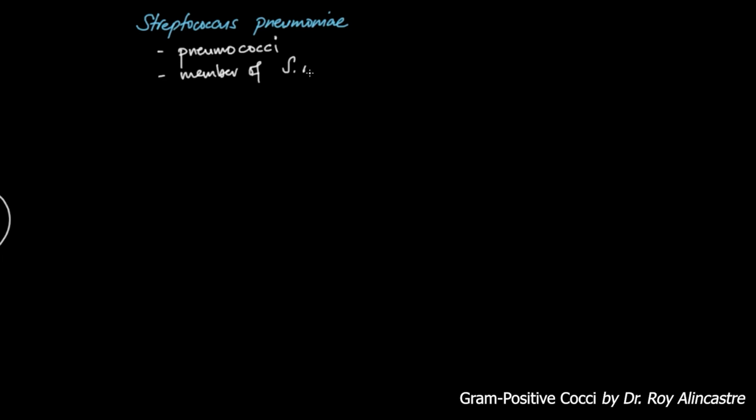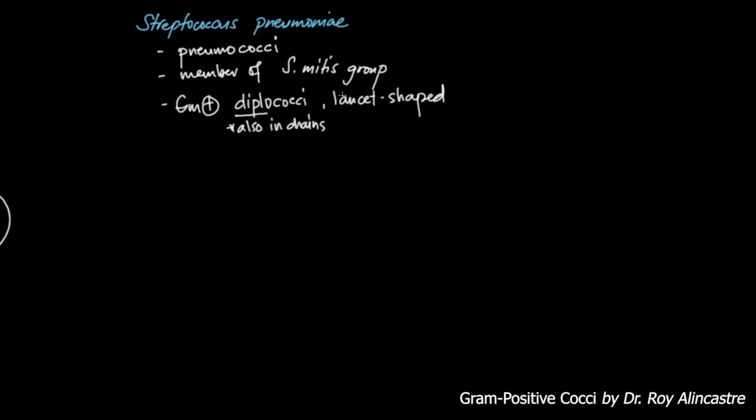Another important strep to know is the Streptococcus pneumoniae. No? These are also called pneumococci. They are a member of the Mitis group. These present as gram-positive diplococci, okay, or in pairs, which are lancet-shaped, but they can also be arranged in chains. They are alpha hemolytic and bile and optochin sensitive.